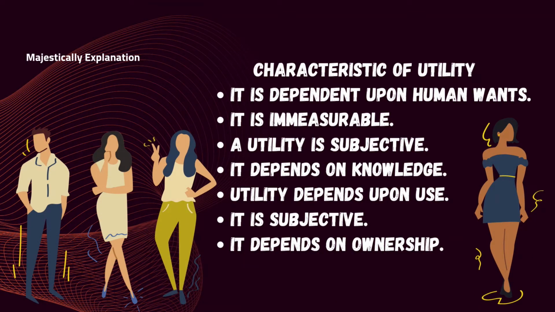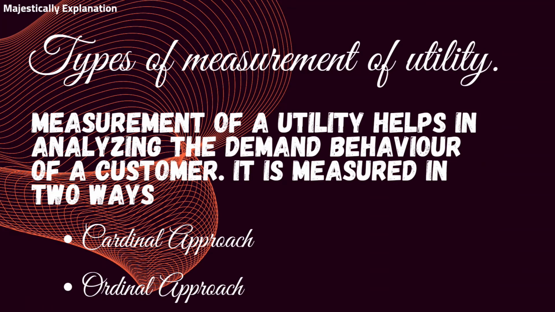Now, discussing the characteristics of utility. It is dependent upon human wants. It is immeasurable. Utility is subjective. It depends on knowledge. Utility depends upon use. And our last point is that it depends on ownership. These seven points are the characteristics of utility.